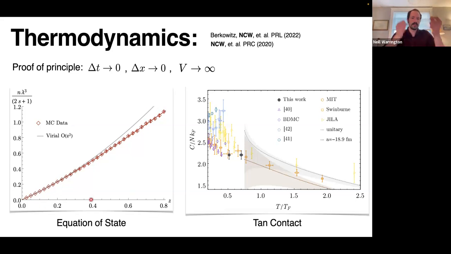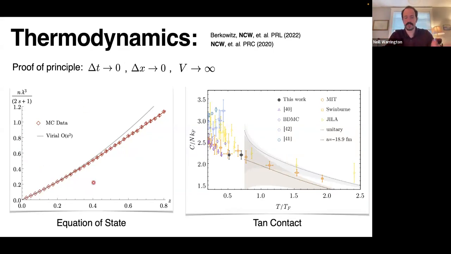These red points are full continuum infinite volume limit extrapolations of lattice calculations. And the gray band, or the gray curve, is something called the virial expansion. This is an exact result at low density and begins to be not true at high density. So any calculation must converge to the virial expansion at low density. And indeed we do. This is just to prove that what we're doing is not crazy.